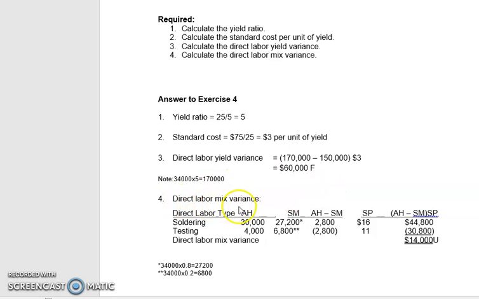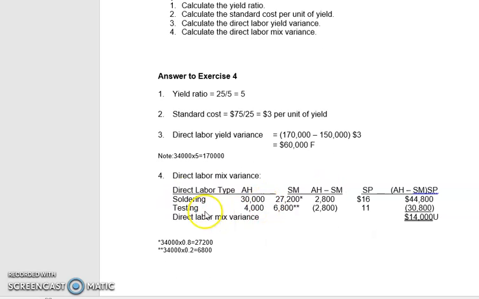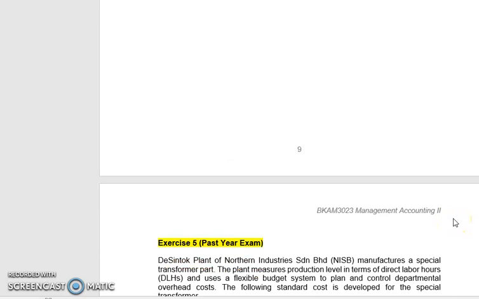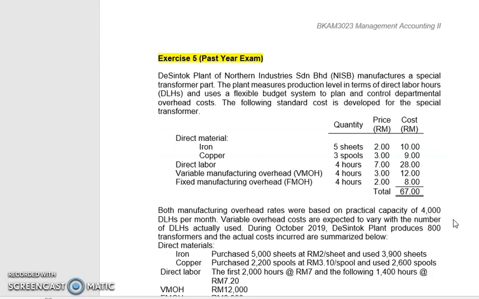Alright, direct labor mix variance. Put all the figures. These figures come from this information, and we got 14,000 unfavorable. Let's move to the next exercise.